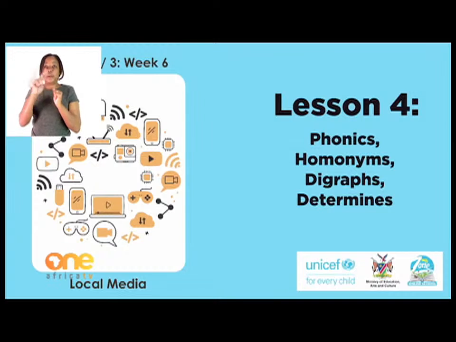Our lesson for today is on phonics, homonyms, digraphs, determinants.